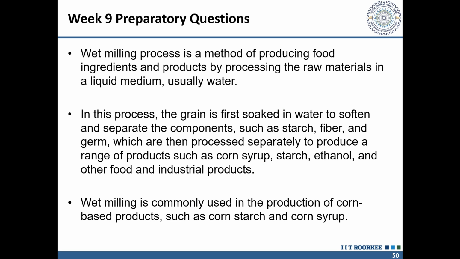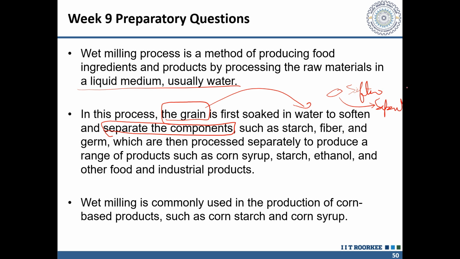So, wet milling is a method for producing food ingredients and products by processing the raw material in a liquid stream, usually water. In this, the grain is soaked in water to soften and separate the components. We have just soaked the grain in water, and this grain will get softened, and therefore the separation will be done at this step only. So the separation of components such as starch, fiber, and germ is done in the initial phase, and then these are processed separately to produce a range of products such as corn syrup, starch, ethanol, and other foods.